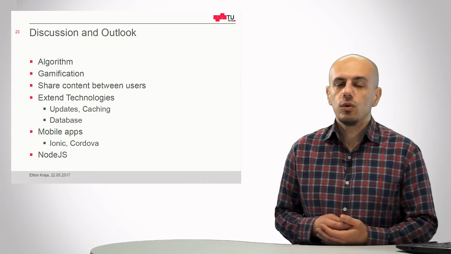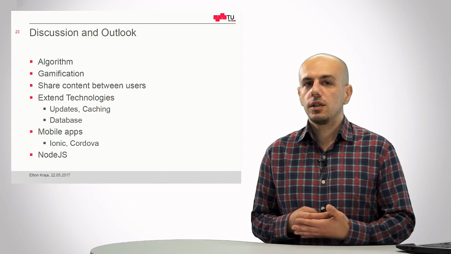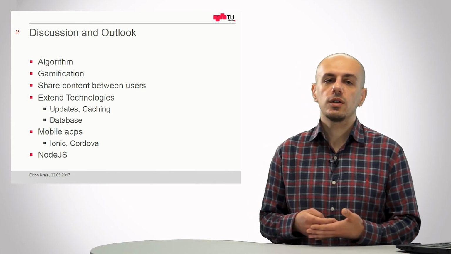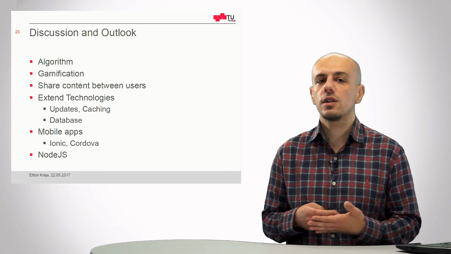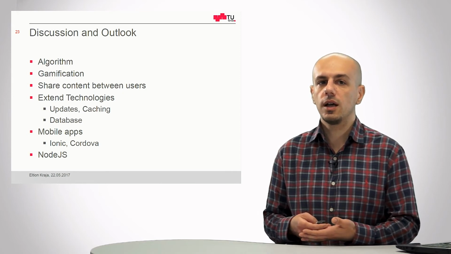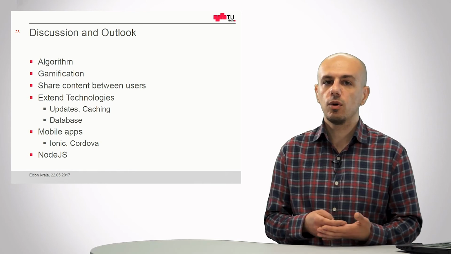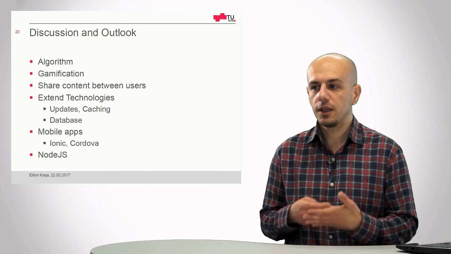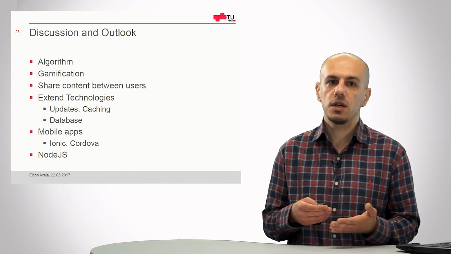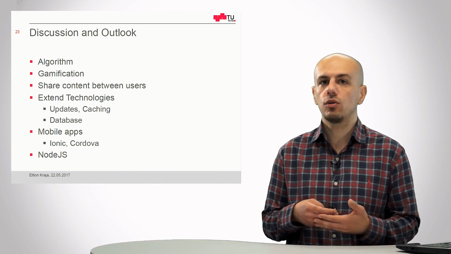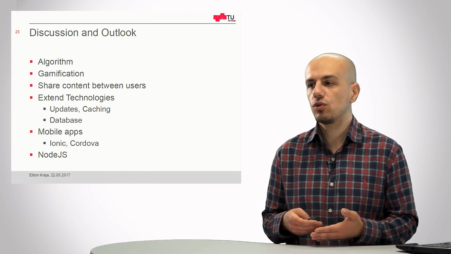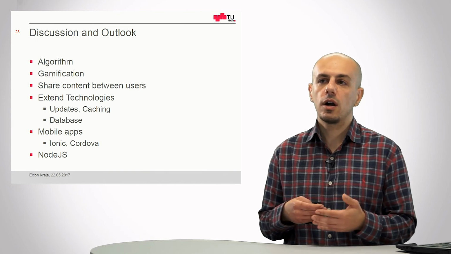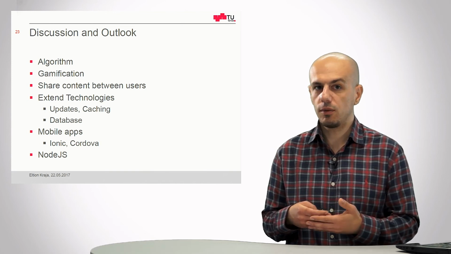The technology we use gives us the possibility to extend and to be flexible for new features. For example, we can use other frameworks like Ionic and Cordova to build mobile apps with the same look and feel as the web application, but we can also extend features, for example to share content between users or to improve gamification, but also to replace parts of the application, like for example the algorithm.